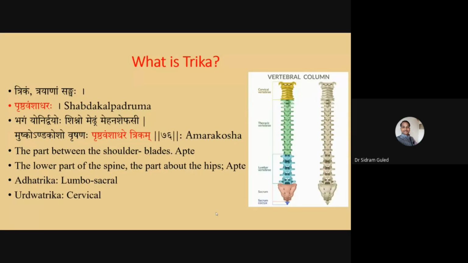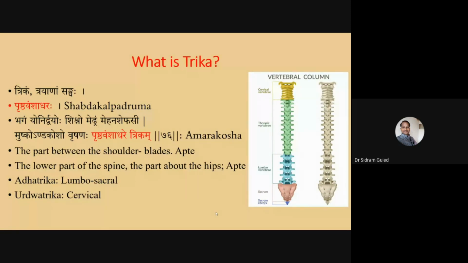I deliberately use the word Trika here, not to confuse you, because Kati Shula and Griva Shula are the commonly used terminologies. I have used the word Trika just to highlight the importance of this area and its clinical significance. Many times the word Trika is used by the Acharyas in the classics. Then what exactly is Trika?